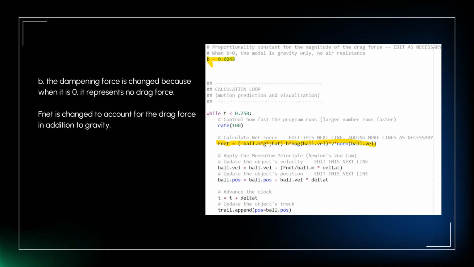And to look deeper into that, what I changed about this model was first changing B, the dampening coefficient, because when it is 0, it represents no drag force. So of course, this had to be updated to include drag force in our computation. And here, Fnet is changed to account for the drag force in addition to gravity by adding ball mass times g times j hat to this equation here, which models drag and gravity.